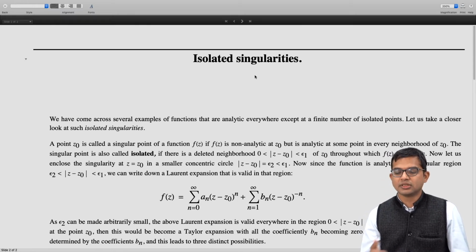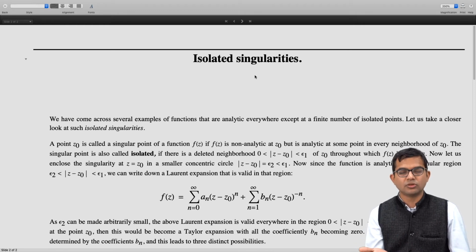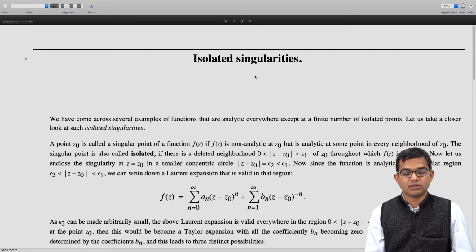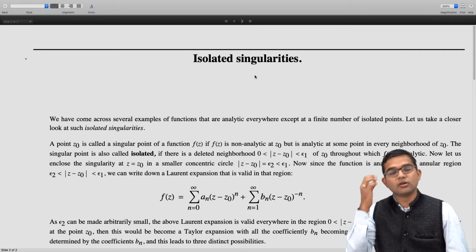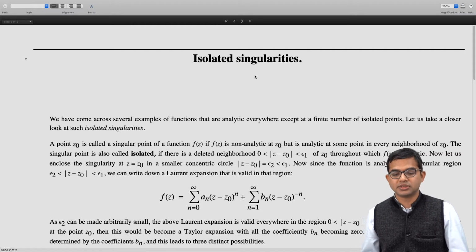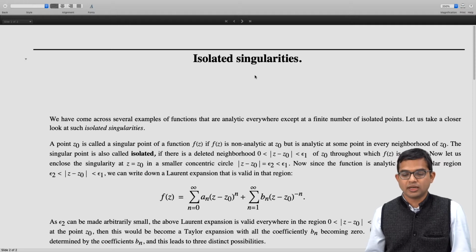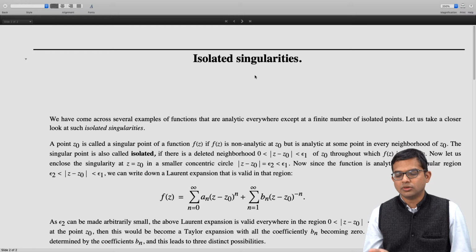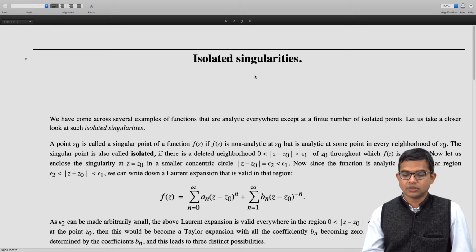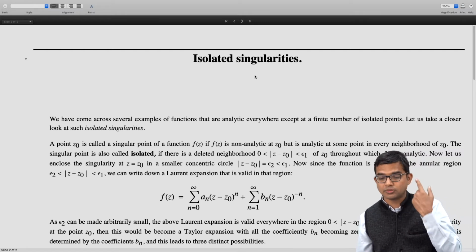Now, since this function is analytic in this annular region, epsilon 2 < |z - z0| < epsilon 1, we can write down a Laurent expansion, and that is valid in this region. You have some expansion which has all these coefficients an and bn. You write down the summation over n of an (z - z0)^n, positive powers, and then the summation over bn. These are also positive indices, but basically the powers are in the denominator. You can think of this as bn divided by (z - z0)^n, where n goes from 1 to infinity.